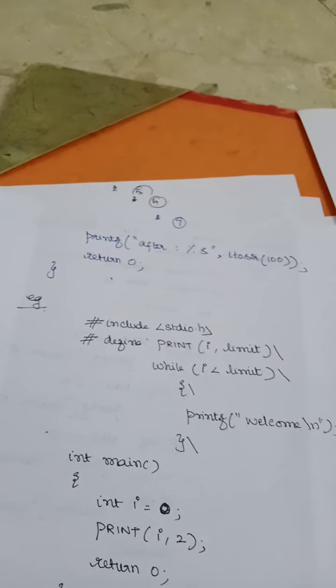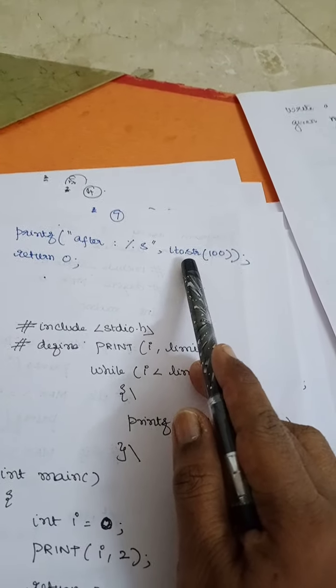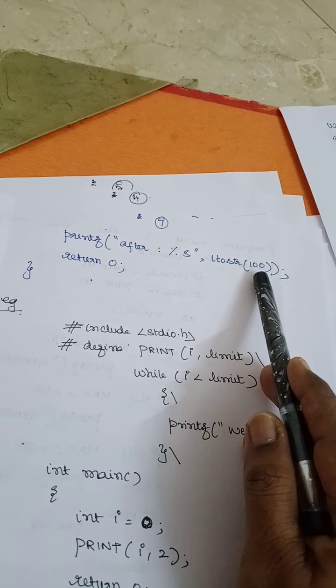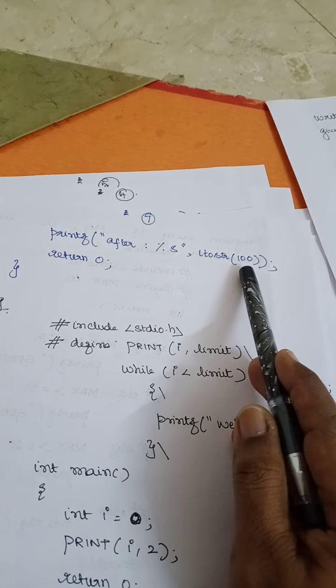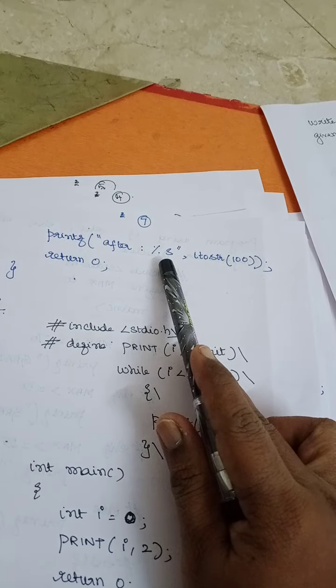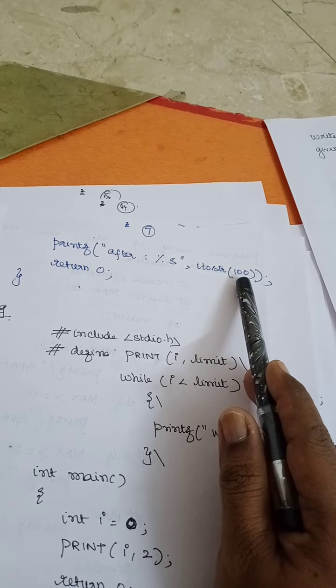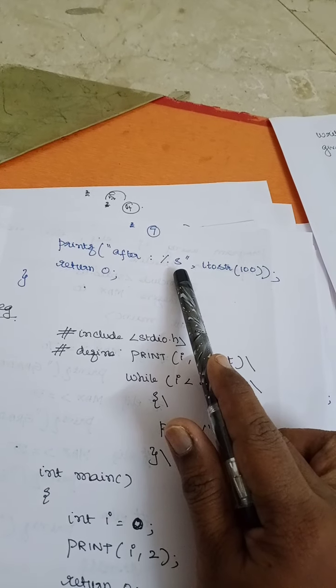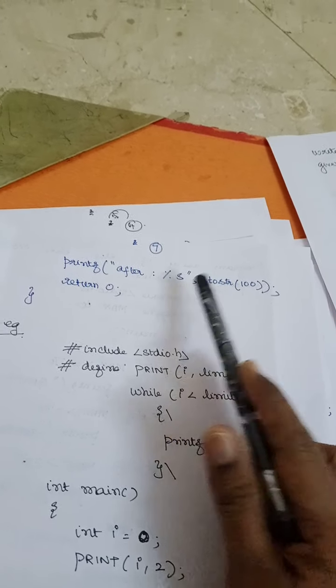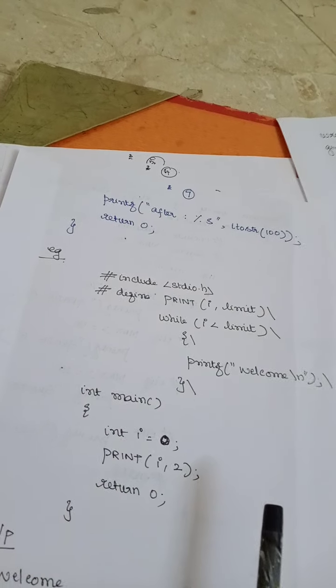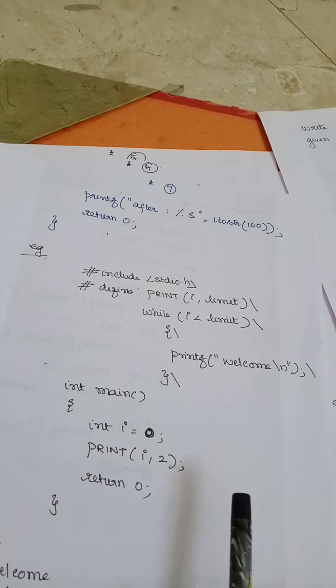So after your macro, here I am calling the macro 100, and this 100 will be printed as what? A string. So here I have used percentage s because this will be converted to a string. Now let us move on to another example.